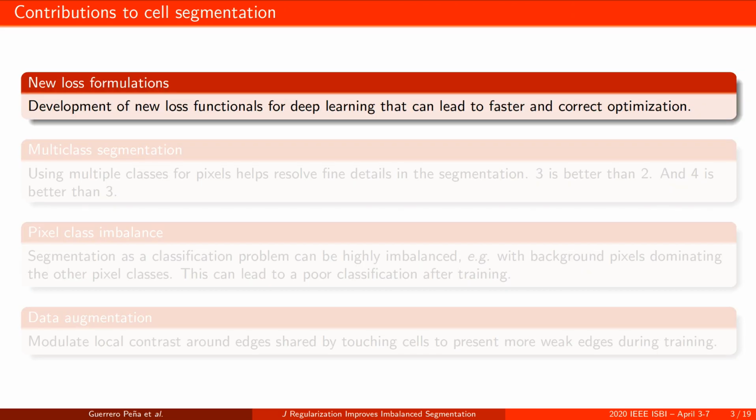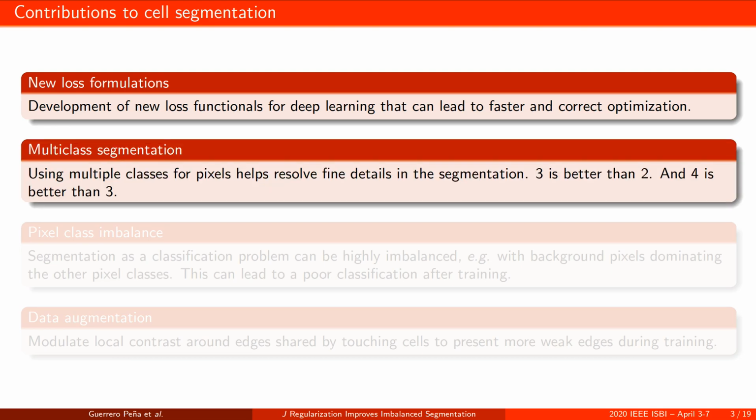This work is an improvement upon developments done in the last 2 years or so to build deep learning methods for segmentation of clustered cells. Our approaches over these years have mainly been in 4 areas. The first one is to create new loss functions that can lead to faster and correct optimization. Ideally, we would like to have a loss that can be optimized in a few epochs with high accuracy.